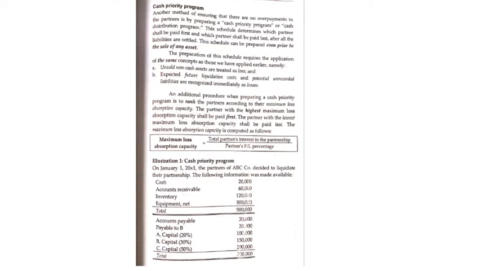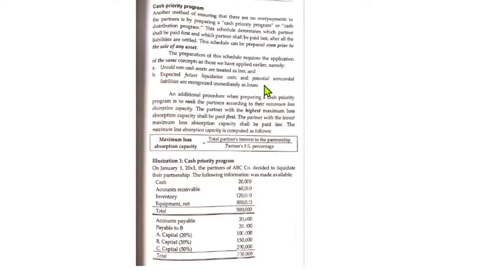So the process in the preparation of the cash priority program is essentially the same. Look at this. One, yung unsold non-cash assets are treated as loss. This is the same when you are preparing the safe payment schedule. Expected future liquidation costs and potential unrecorded liabilities are recognized immediately as losses. This is the same when you are preparing the safe payment schedule.